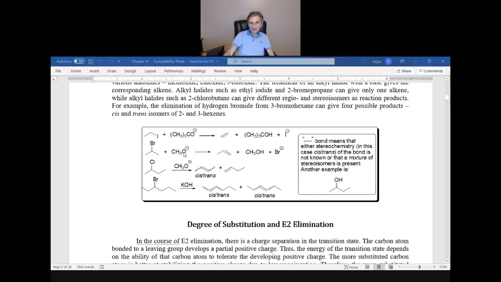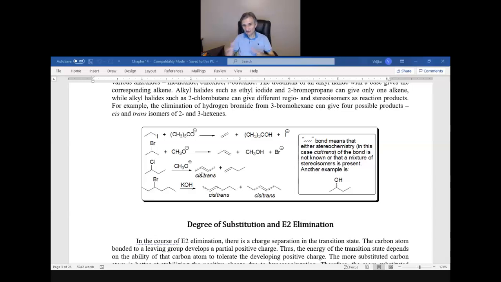Alternatively, we can use methoxide or ethoxide or even hydroxide. Note convention. You see, in the first two cases, only one alkene could be formed. But in the third reaction, elimination of 2-chlorobutane with methoxide, first there is a possibility for formation of two regioisomers, 1-butene and 2-butene. So those are two possible products. And then, in addition, 2-butene could be cis or trans.